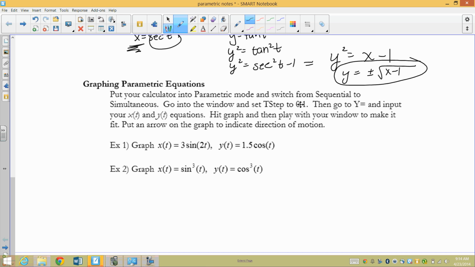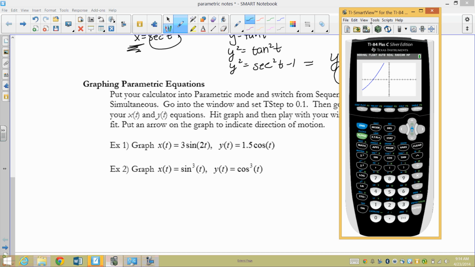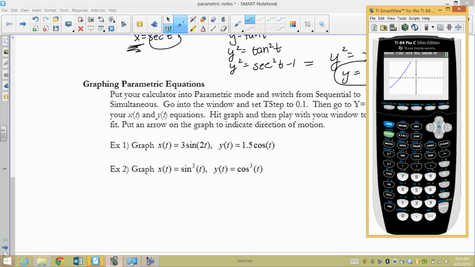Graphing parametric equations. This is just a step-by-step guide on how to get into parametric mode. You also want to switch your mode from sequential into simultaneous, because a lot of times in parametrics what we really want is to graph two things at once. Yours sequential, simultaneous, there we go. And then get back into parametric. Go to the window and set your t-step to 0.1. As long as your t-step is nothing bigger than like 0.2, you're fine. I usually say though t-step being 0.1 is a great place to go.